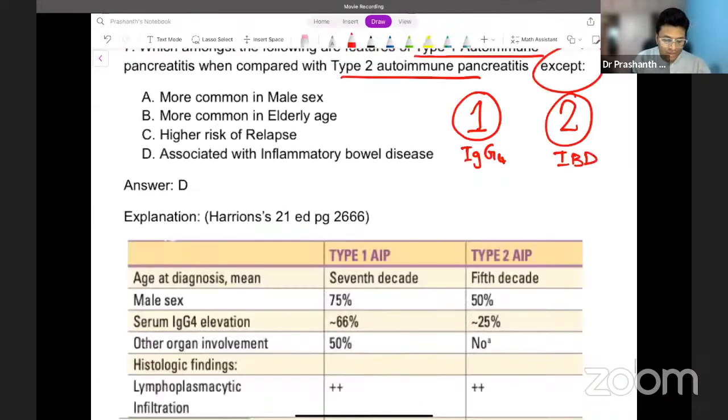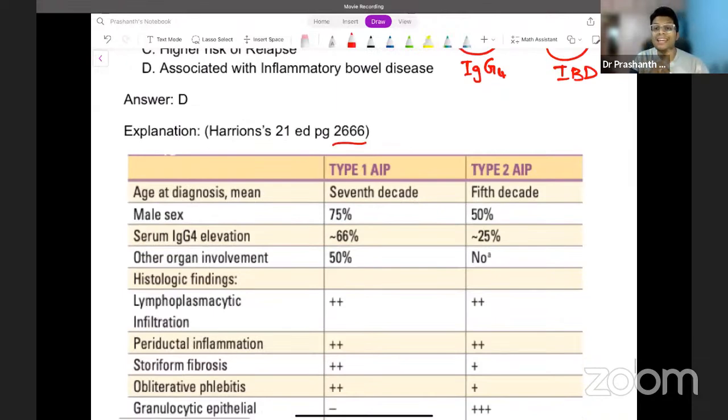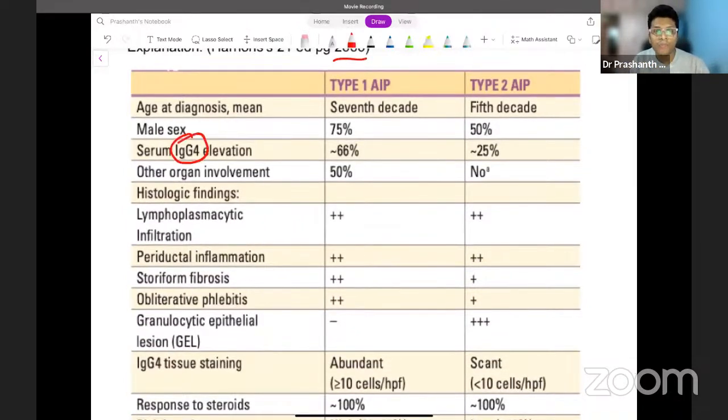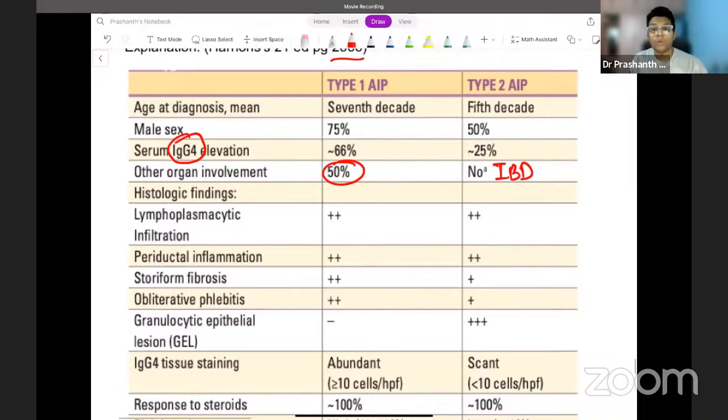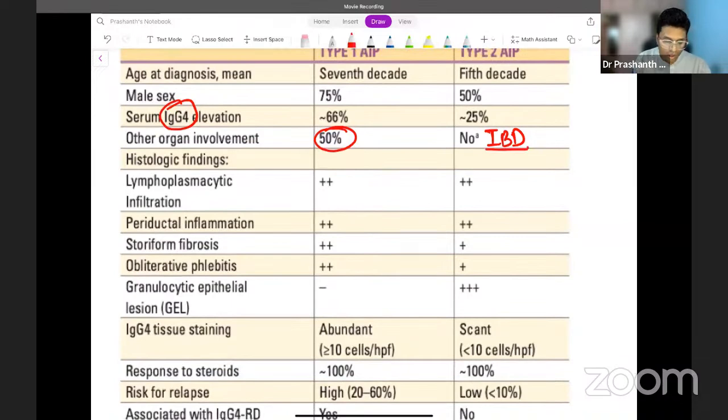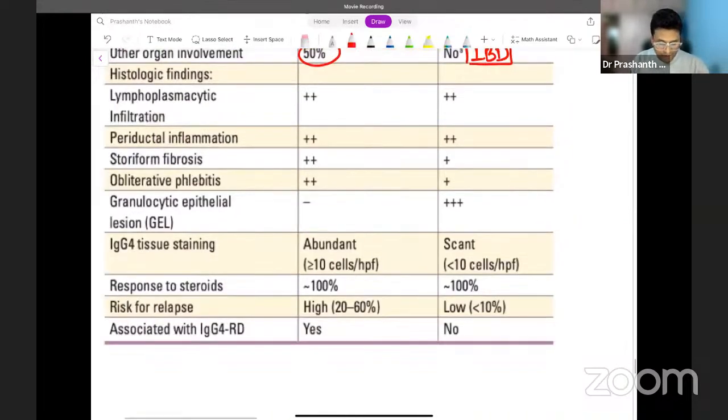So for this, you need to know this particular table, mentioned in different forms in Harrison and Schlesinger. And type 1, again, IgG4 is the keyword that you should know. And other organ involvements are quite good. There are no other organ involvements in type 2, but what you should know is IBD is involved in type 2 AIP. In Schlesinger this is clearly mentioned, but this finding has not been mentioned in Harrison, so I've just added this point because it's not there in the book. Okay, so otherwise nothing much. And also IgG4 is the one which has a higher tendency to relapse. Okay, so these are the important points.